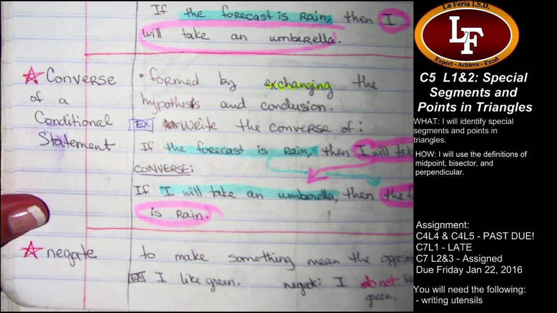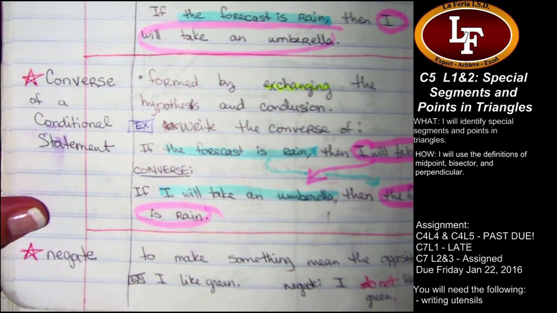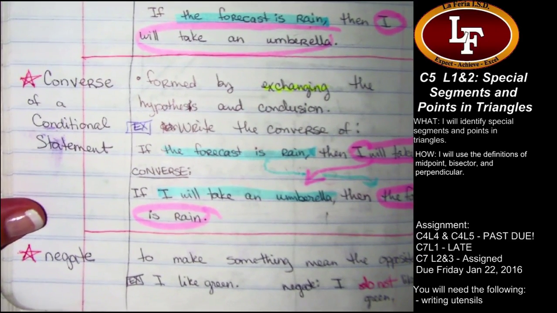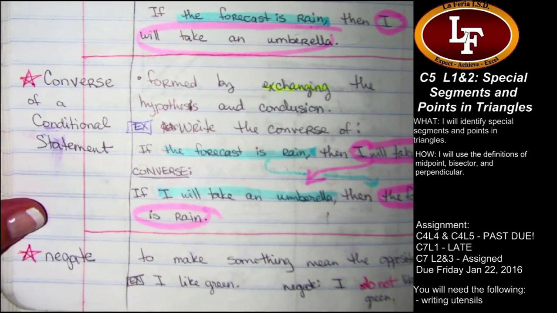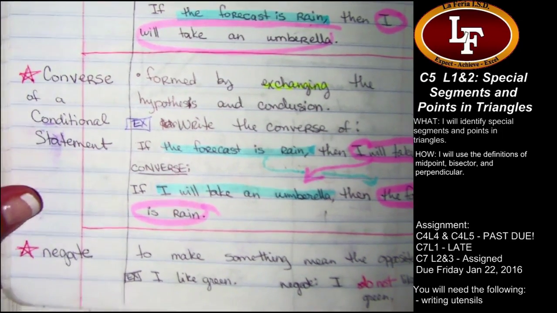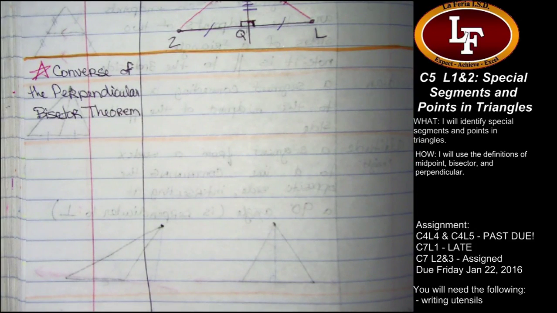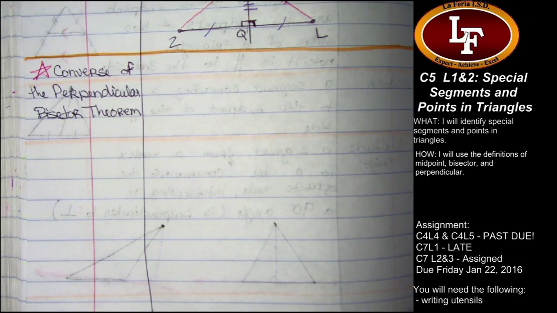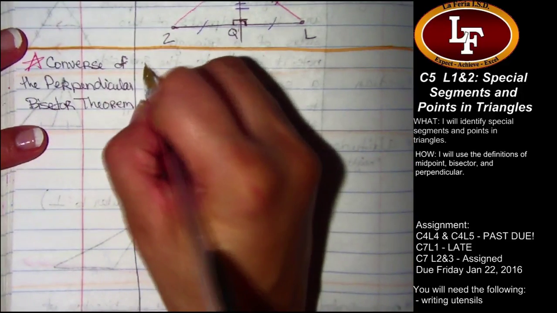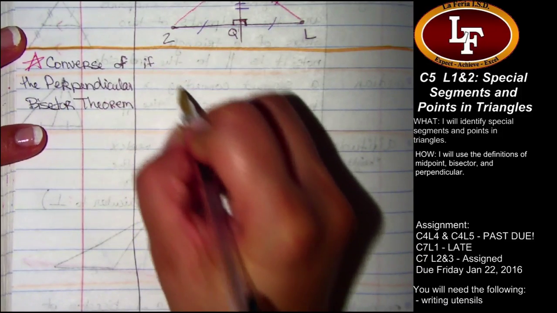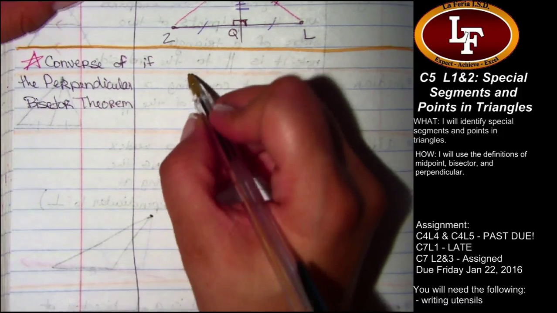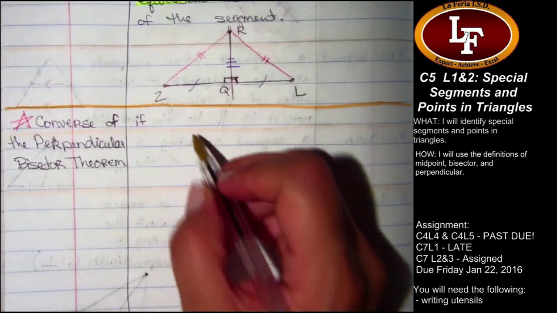You form it by exchanging the hypothesis and the conclusion. You switch the P's and the Q's. So we just need to figure out which one is the hypothesis and which one is the conclusion of the statements above and write them in the opposite order. I'm going to read the one from above.